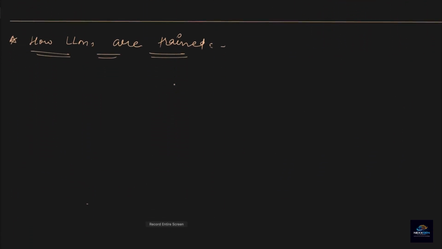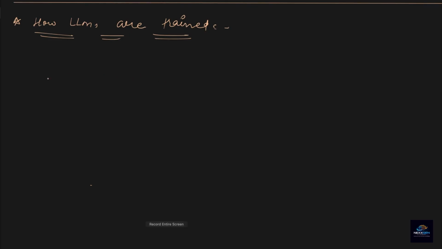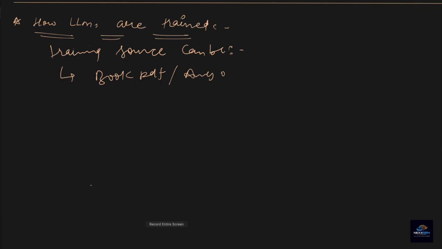So yeah, now let's talk about how LLMs are trained. The training source can be anything. As we all know, the definition of large language models is basically the architectures related to transformers which are being trained on large text data, right? So the training source here can be a book, a PDF, or any other file, not just a PDF, any other file.